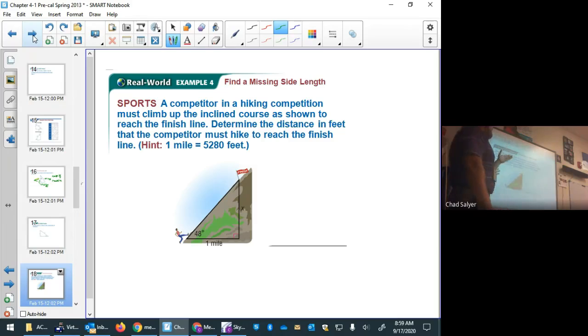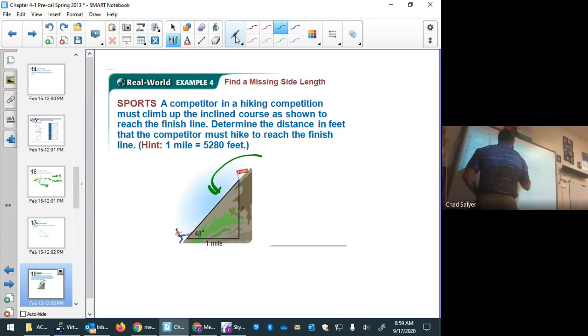So a competitor in a hiking competition, who knew such a thing existed? He's going to climb up this inclined course as shown to reach the finish line. And he's going to run like this the whole time. Determine the distance in feet that the competitor must hike. In other words, what is this? So I've got 48 degrees, and this is 1 mile. So what does this have to be?